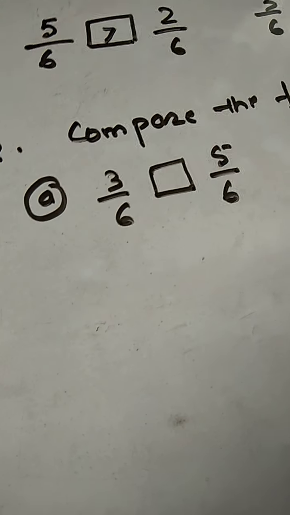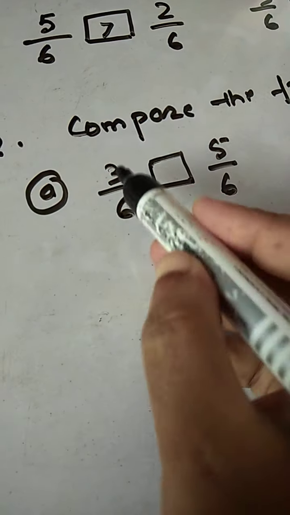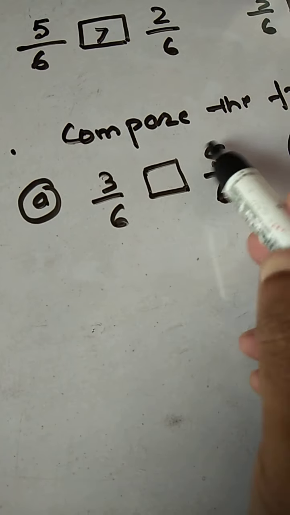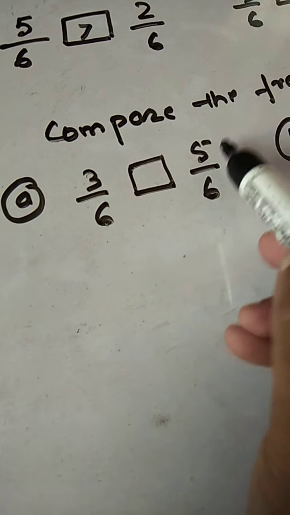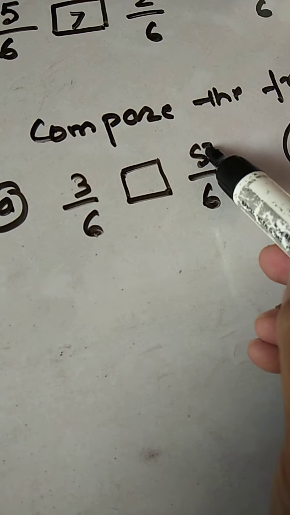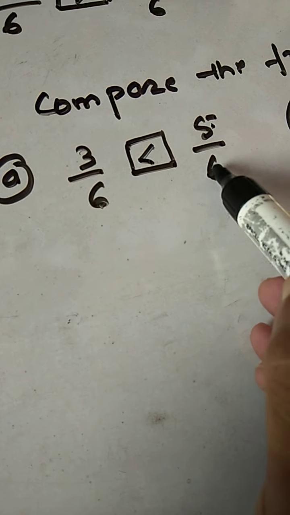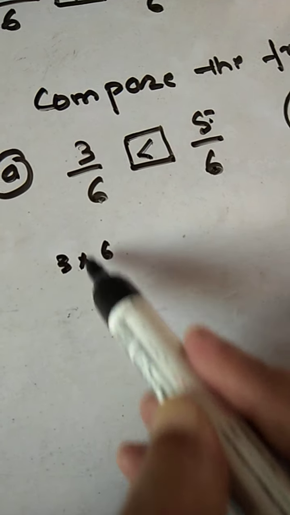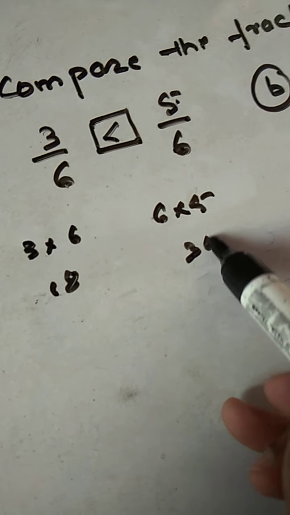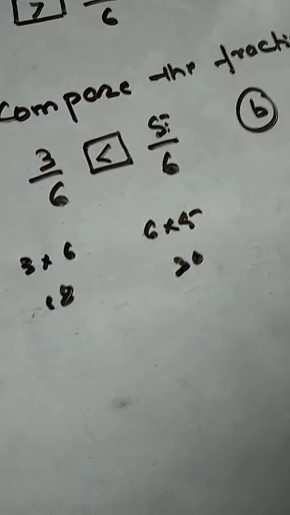Let's do. Okay, now sum number A of question number 2 is 3 by 6, 5 by 6. Now again you see both the fractions are carrying the same denominator. So just by looking at the numerator we can decide which fraction is greater. Obviously 5 is greater, so we'll put this side. Now let's see that other method. 3 into 6 is what? 18. And 6 into 5 is what? 30. Which side is greater? Right hand side. That is the reason you see 5 by 6 is greater than 3 by 6.